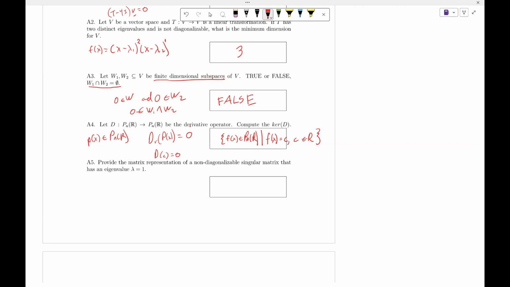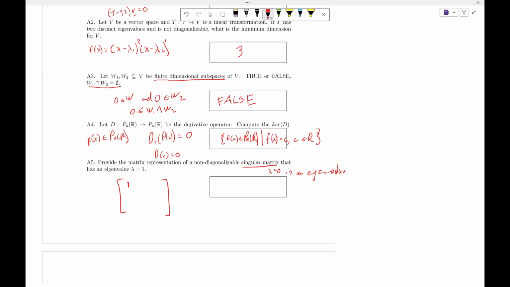And provide a matrix representation of a non-diagonalizable singular matrix that has an eigenvalue 1. So when doing this, the easiest thing to do is to have an upper triangular matrix, because for an upper triangular matrix, the eigenvalues lie on the diagonal entries. So I'm going to have an eigenvalue 1, and singular matrix means that lambda equals 0 is an eigenvalue.